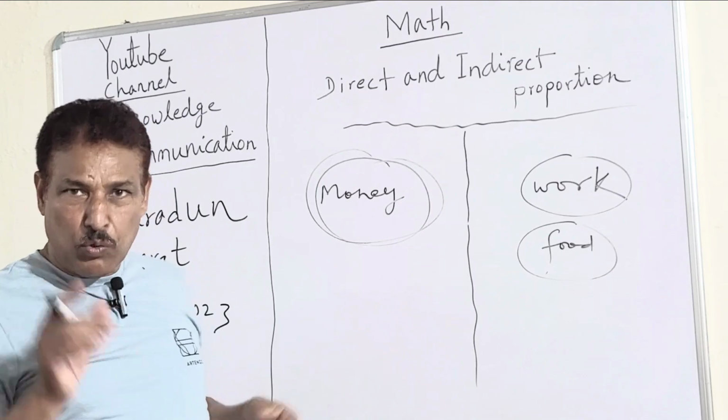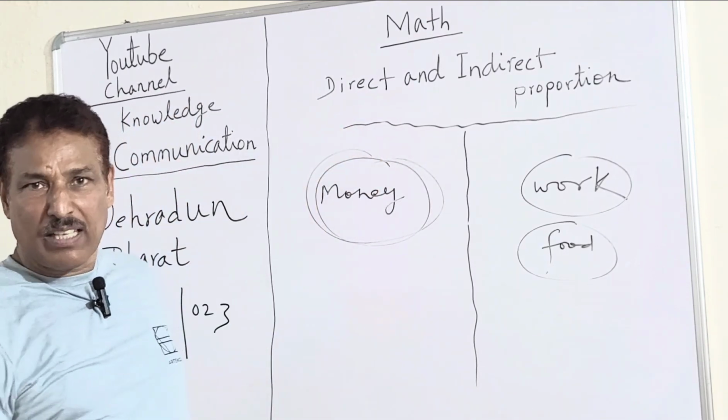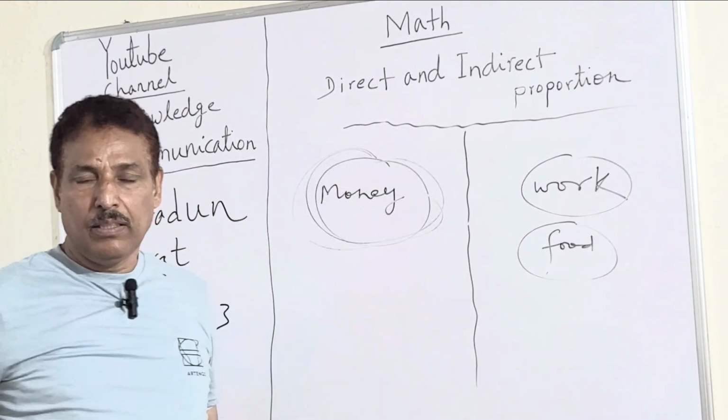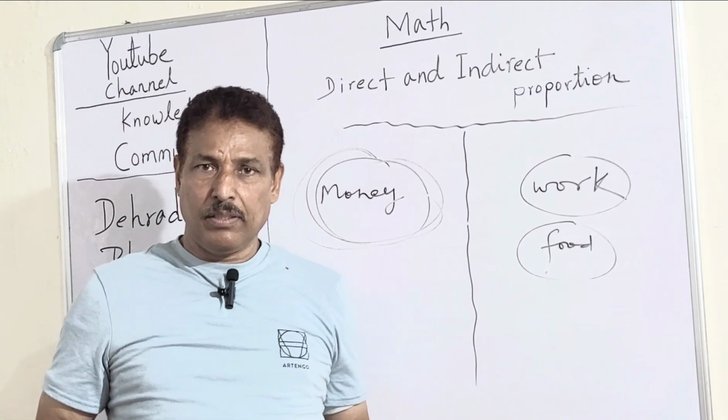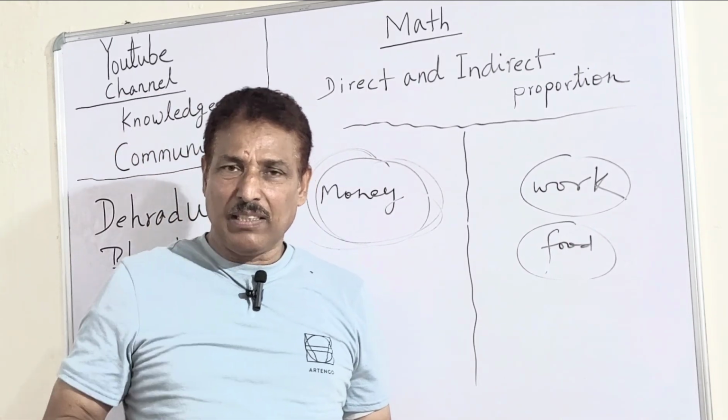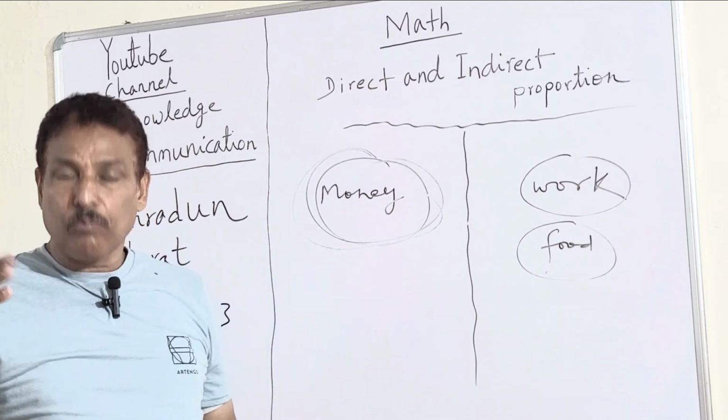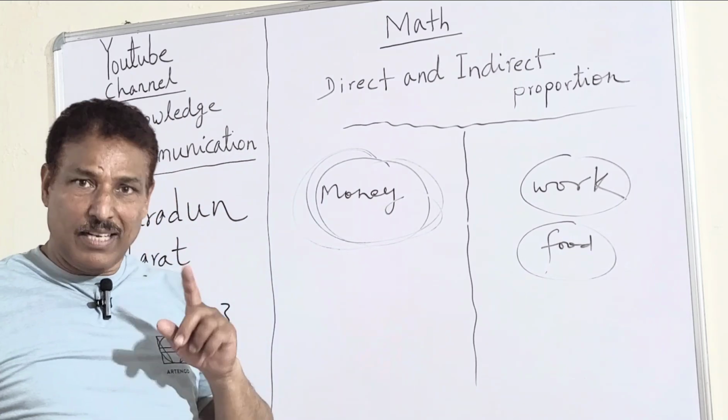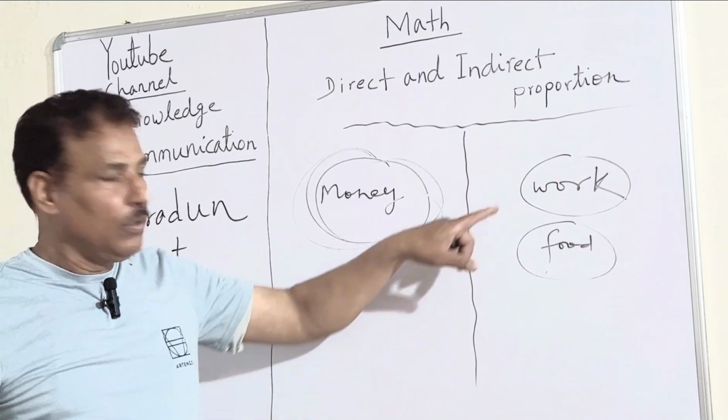Once more, before I conclude, direct relation comes in the case of money. More money, more things, sorry. Less money, less things. Direct.